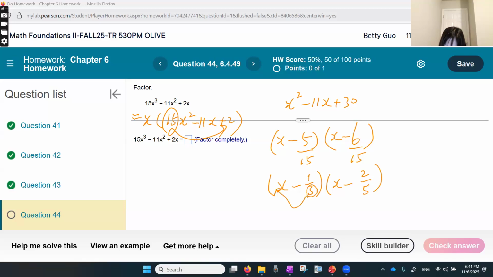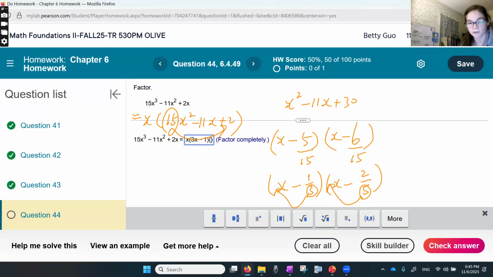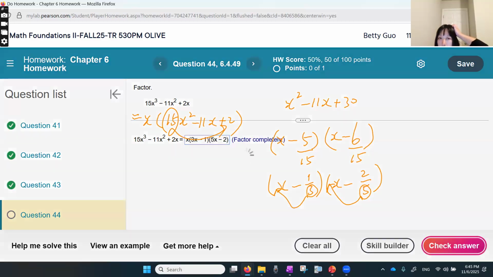Slide it back, slide it back. So the final answer is going to be x outside, the GCF, and then parentheses, parentheses. First parentheses, 3x minus 1. Second parentheses, 5x minus 2. Yeah, very good, 5x minus 2. Awesome, you guys are doing great.